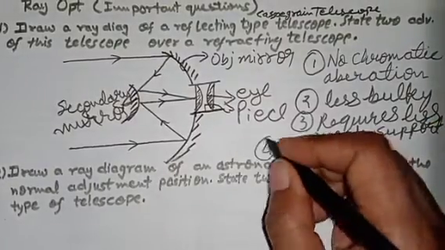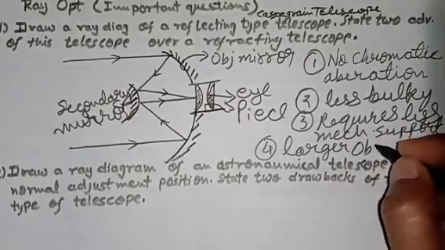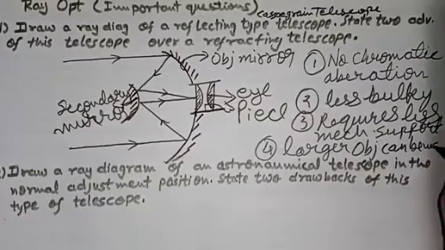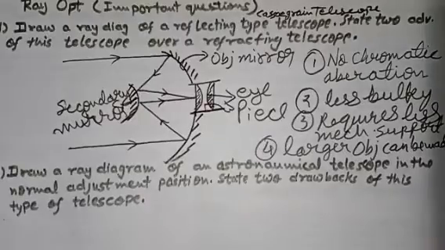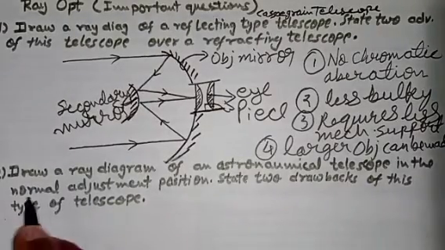And four, larger objective can be made. So we can increase the size of objective mirror, whereas in lens it is not possible. Okay, draw a ray diagram of an astronomical telescope in normal adjustment.